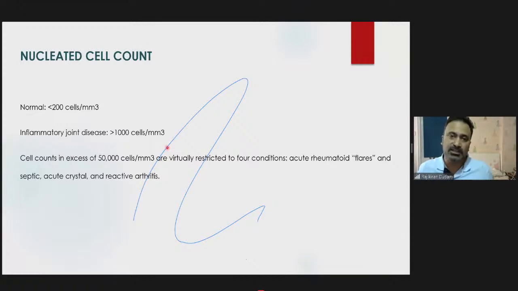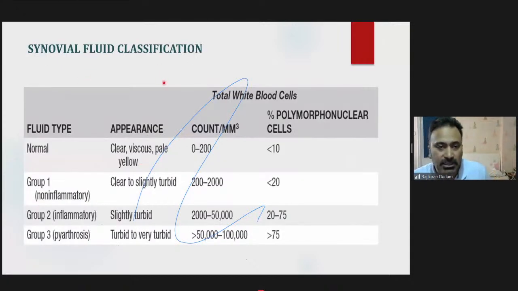And we ask for synovial fluid TC DC. If the counts are less than 200, it's normal. And if it is more than 1,000, it can be inflammatory. If it is more than 50,000, think of septic. So this is a simple chart which tells us how to interpret the synovial fluid. Less than 200, think it's normal.